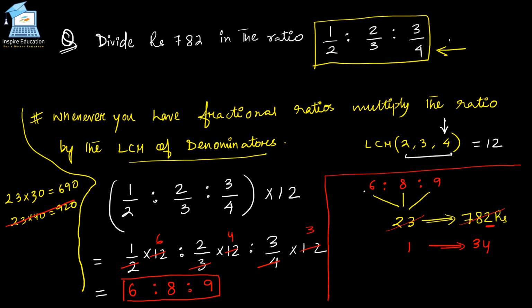So let us say this is A, this is B, this is C. Let us find the share of A. The share of A is 6 into 34. Okay. This is 204. Let us find the share of C. This is 9 into 34. This is 306. Okay. Like this you can find.